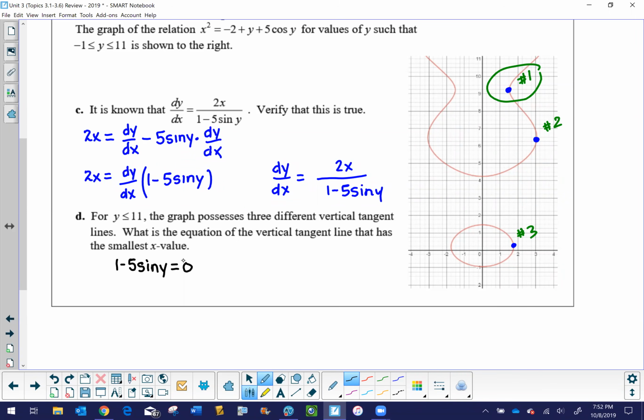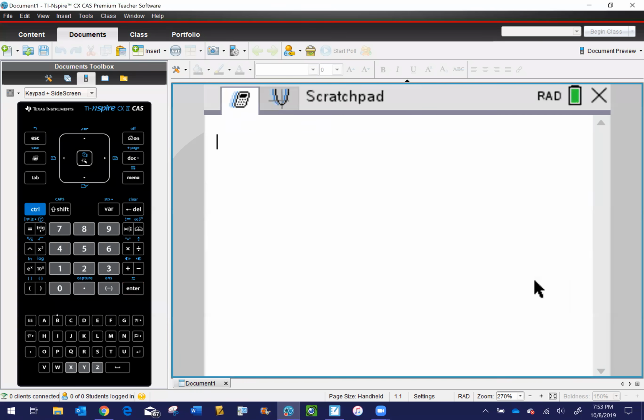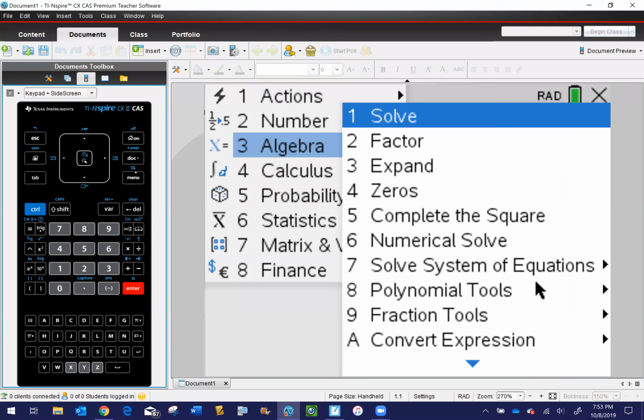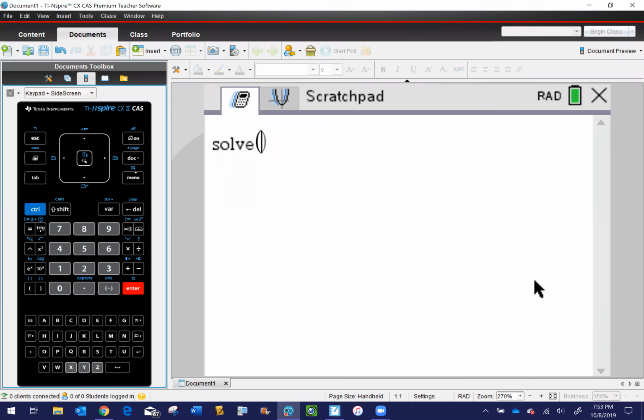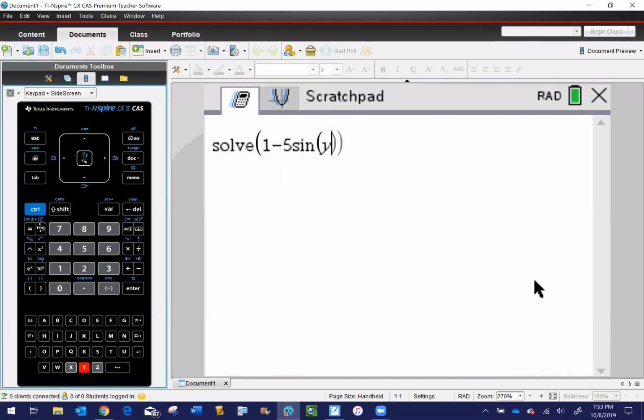Now I'm going to show you some interesting things on the calculator. Whenever you solve a trig equation in the calculator, things can get really weird. So let's take a look at this. I'm going to clear all that for you. Then we're going to go into menu, algebra, solve, and we're going to solve 1 minus 5 sine of y set equal to 0. And then, like always, you have to say what variable you're solving for, so comma y.